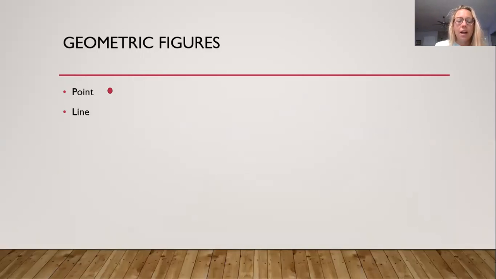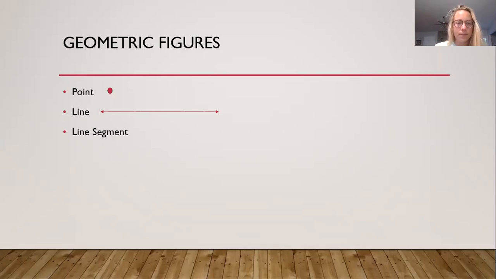A line. A line needs to be straight, and it needs to go on forever in both directions. That's represented by two arrows. So a line is straight and it goes on forever.